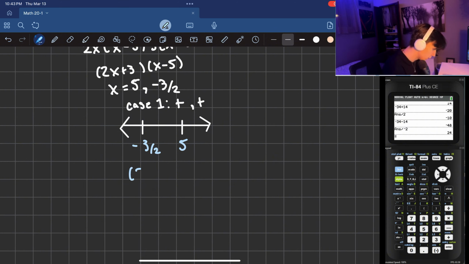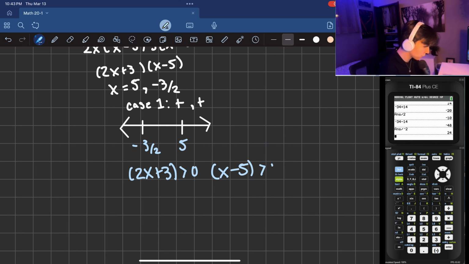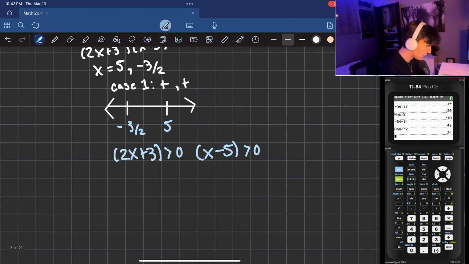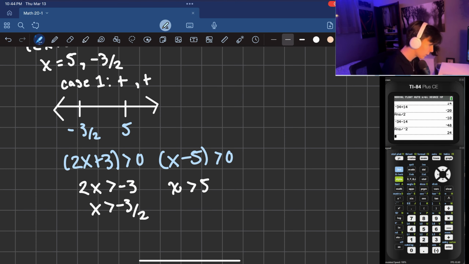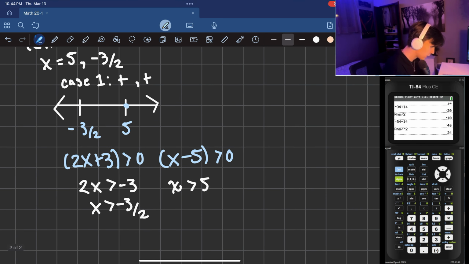Now what we can do is we have our two factors, 2x plus 3 and x minus 5. If we're setting both of these positive, we're going to set them both greater than 0. So now that we've set them greater than 0, we do 2x is greater than negative 3, and x is greater than negative 3 over 2. And then we're doing the same thing for this other one over here. We're going to get x is greater than 5. So we go over here, and we're going to shade anything that is greater than 5 for this first inequality.